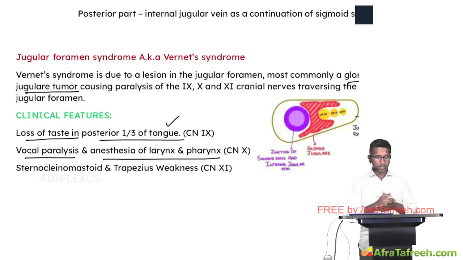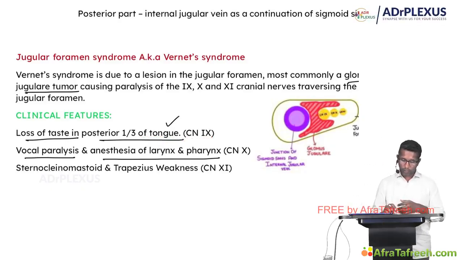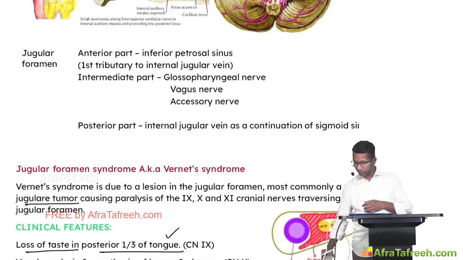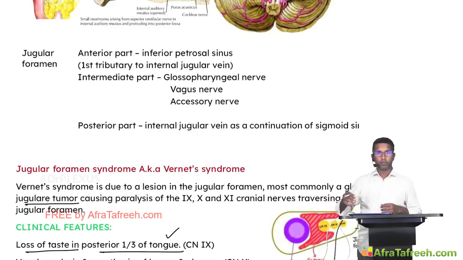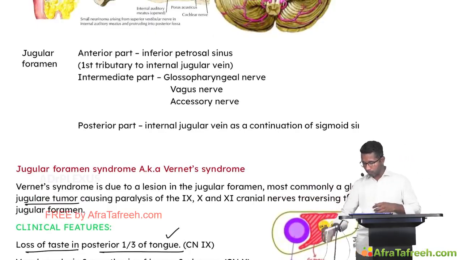So all these symptoms can occur in jugular foramen syndrome. This is what we have seen here. So this is about the jugular foramen and the structures passing through it.